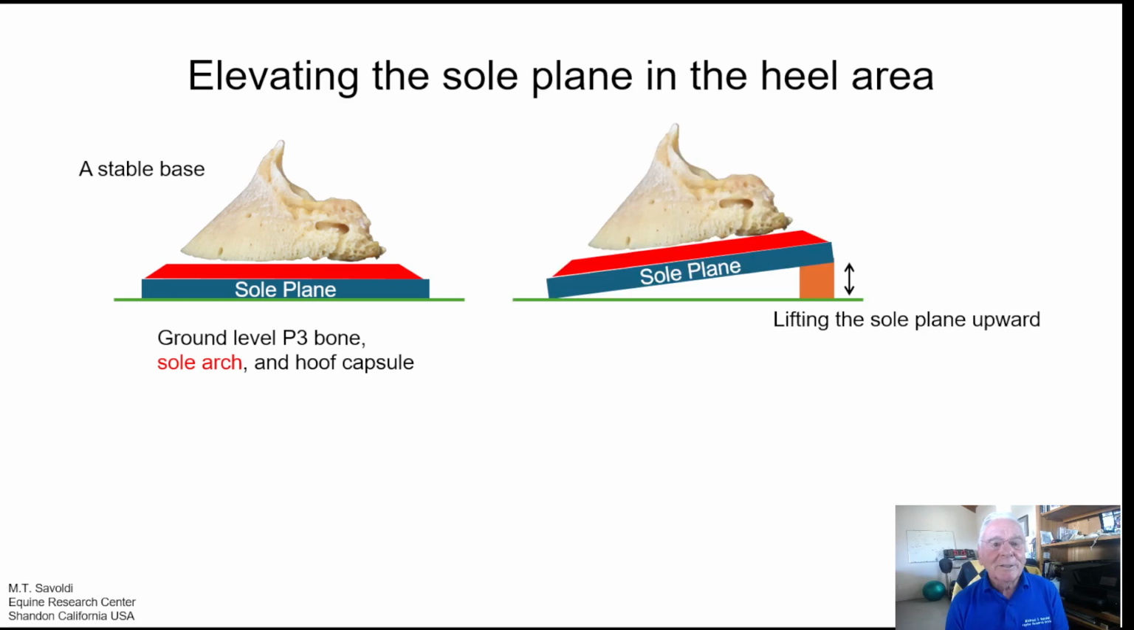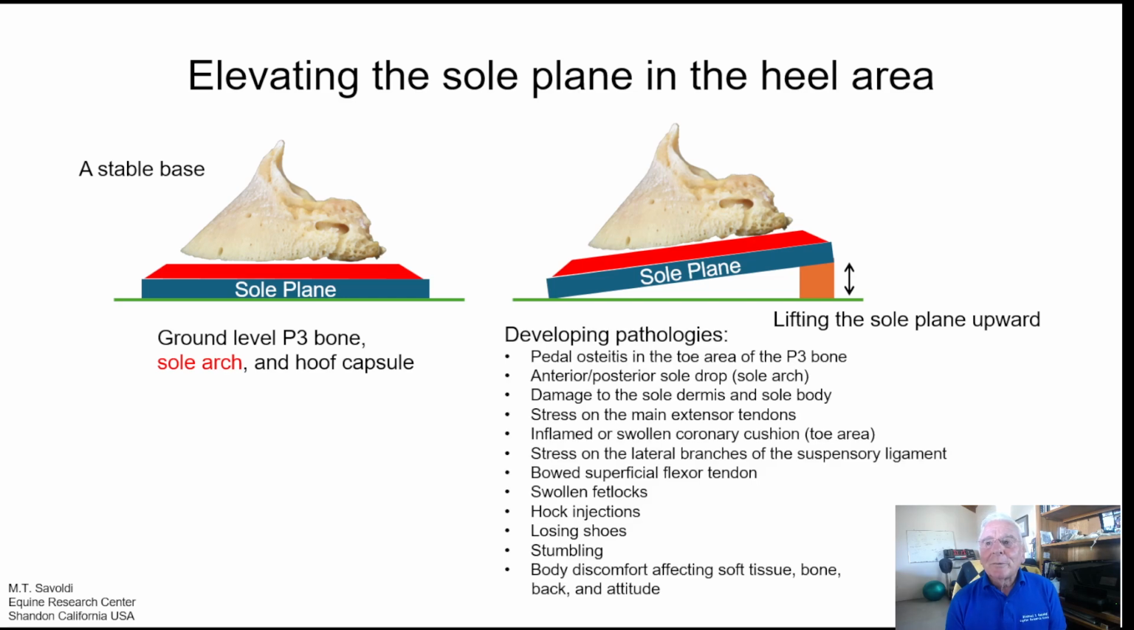So, lifting the heel in the sole plane. What I'm going to do is make a partial list of things that can go wrong when the heel's lifted, when the sole plane is lifted in the heel area. So for those of you that can do a screenshot, I would recommend doing this, or you can use your camera to take a photograph of this. Because what I would like you to do is, when a horse has one of these problems, evaluate how the horse is standing on its foot. So let's start with pedal osteitis in the toe area of the P3 bone.